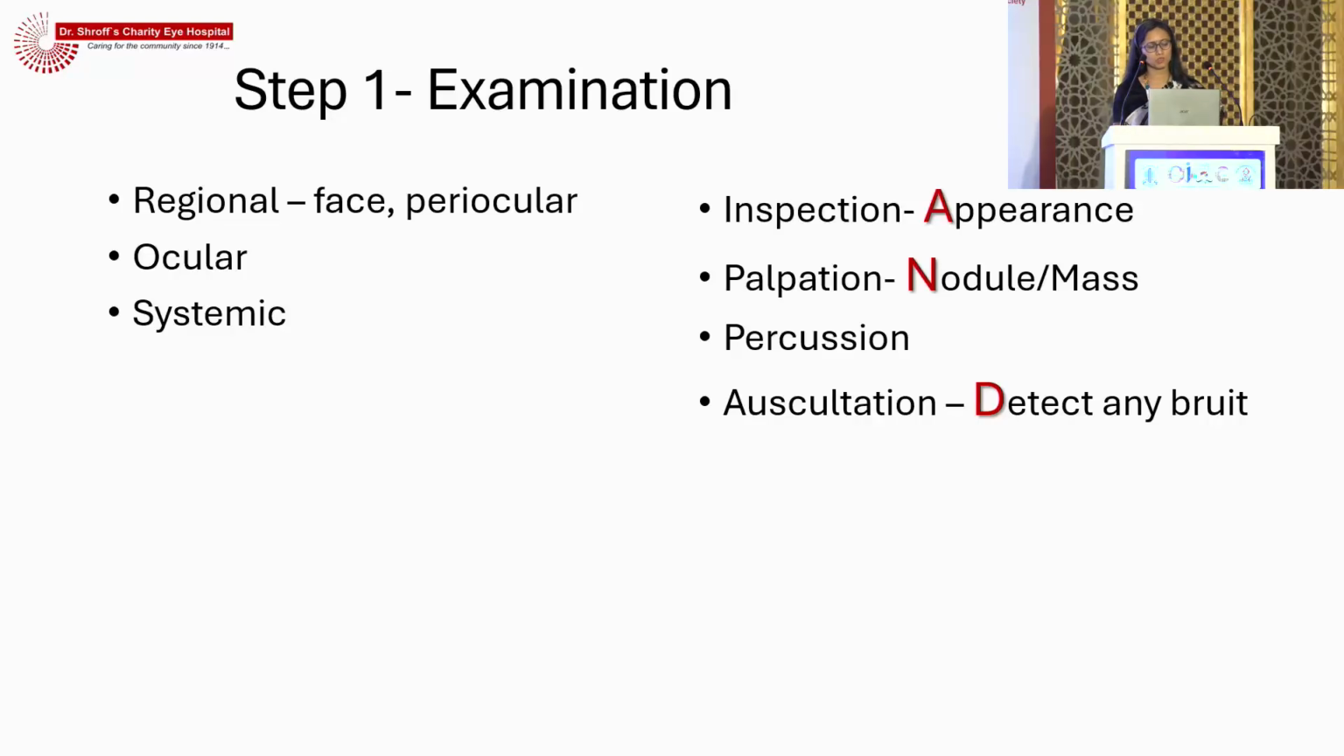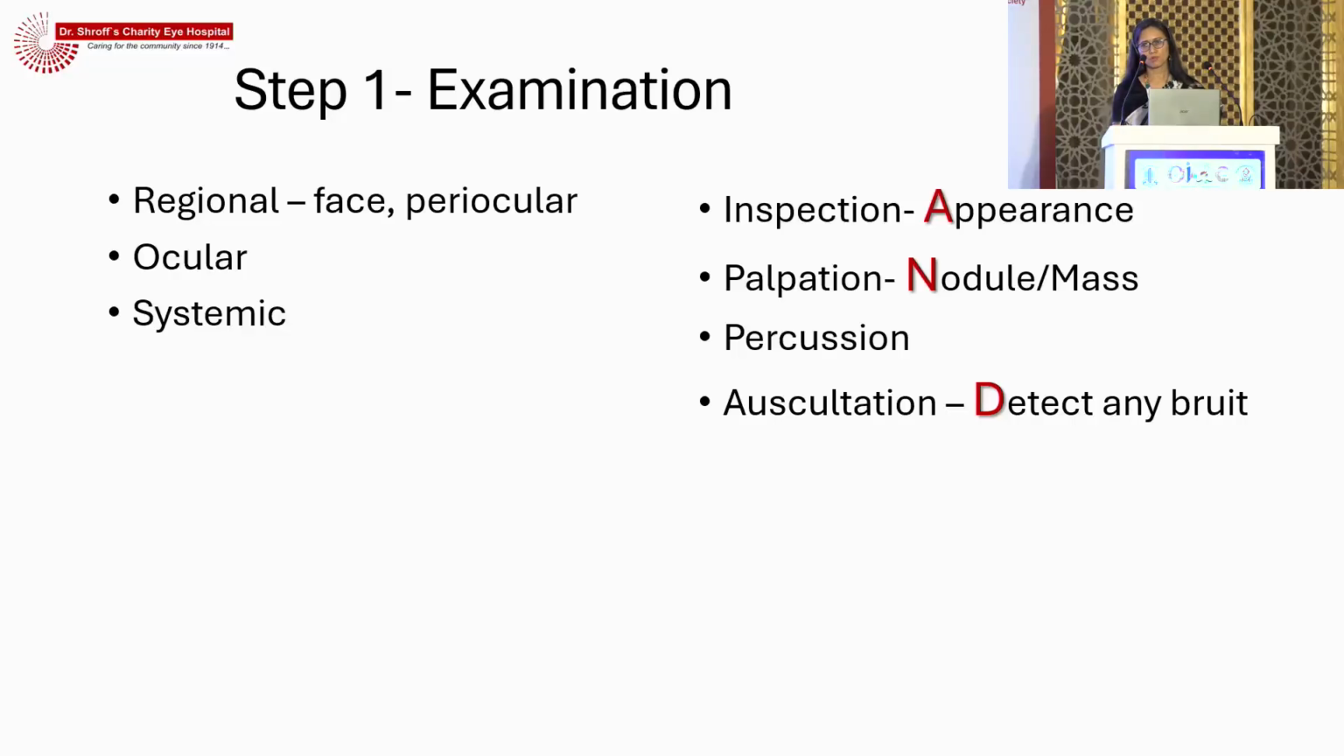Going on to the examination, it's the same as the examination which is done for any other medical disease, and which we all have read in the medicine books. We see the local area, the regional, the face, periocular area. We do the examination of the eye and the visual functions, and we do a systemic examination. And the algorithm remains the same. Inspection, that is, look at the appearance of the lesion. We palpate if there are any nodules or mass.